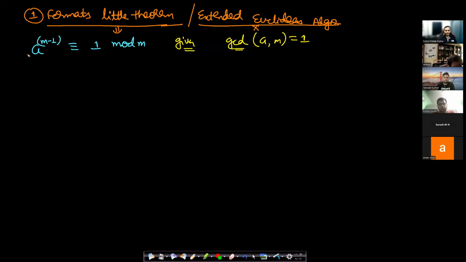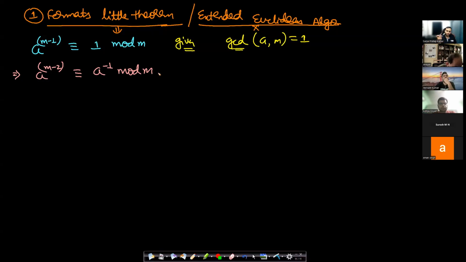Now, what I can do is multiply both sides with the same number, divide, or whatever operation I do. If I do it on both sides, the final answer will not get affected. Let's multiply by a to the power of minus 1. So this will become a to the power of minus 2 congruent to a to the power of minus 1 mod m. Is that clear?